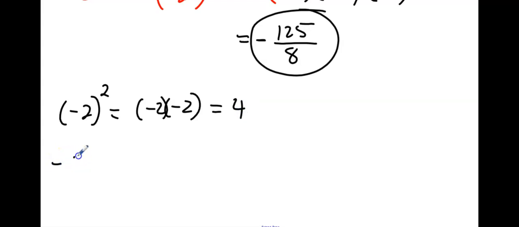Where if you don't put the parentheses, if you just put a negative 2 squared, if that negative is not in the parentheses, you only use it one time, so this would be the negative of 2 times 2. So the answer would just be negative 4.